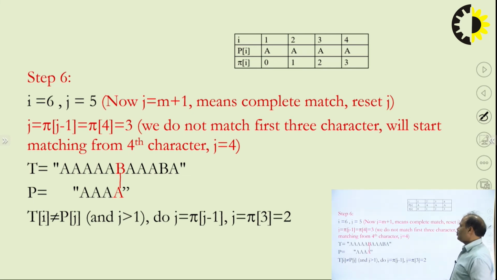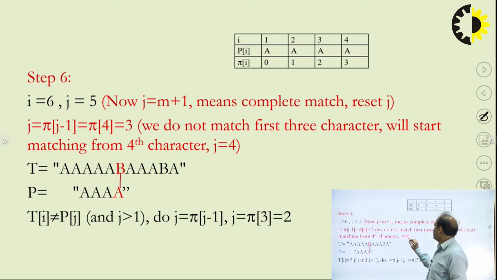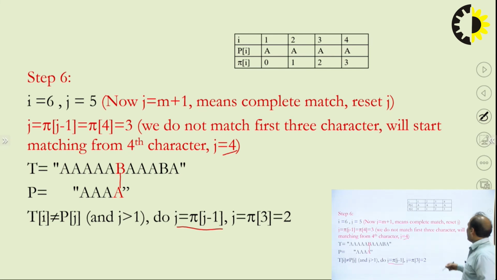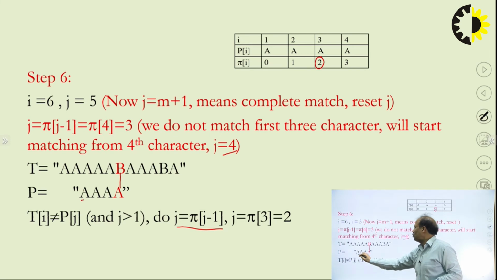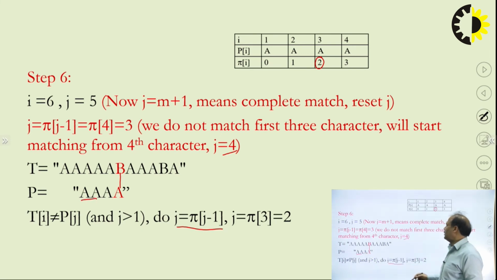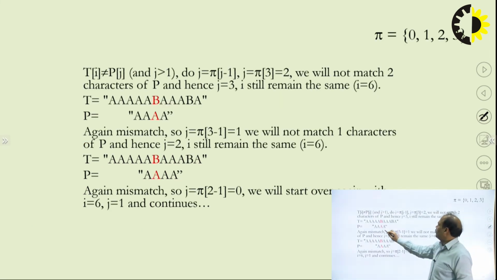So since there is no matching again, and what was J? J was 4. So in case of mismatching, we have to consult pi j minus 1, pi 3. So what is pi 3? Pi 3 is 2. So that means we have to skip the first 2 characters and compare with the next one. Look at here. We skipped them already because they are already matched here.